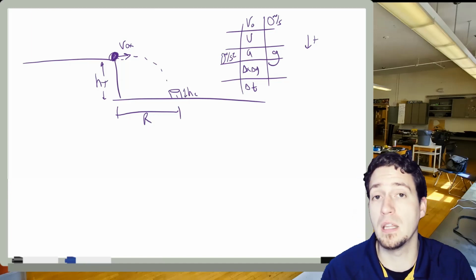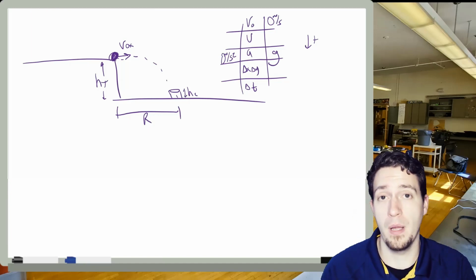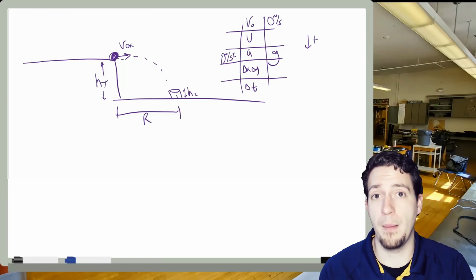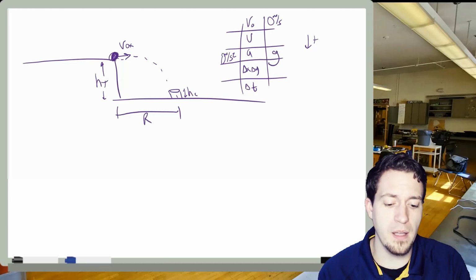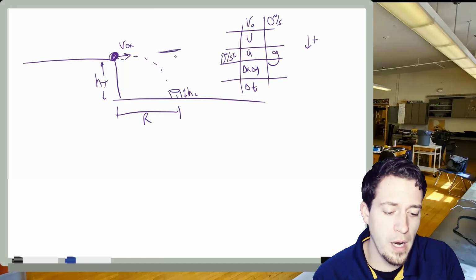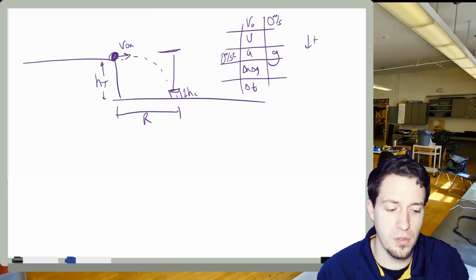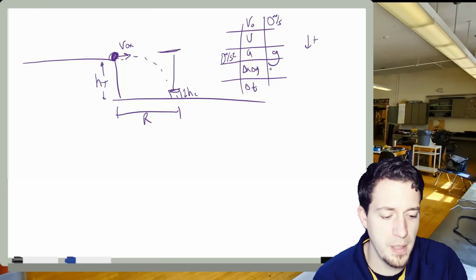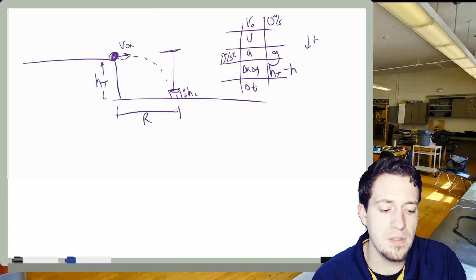Now we want ball in the cup, not ball hit the cup, not ball bounce out of the cup. That'd be okay actually. Not ball hit the rim, right? We want it in the cup. So if we think about it, the delta y we actually want it to go from where it is to the top edge of the cup. That'll ensure that it goes in. So delta y here would actually be the height of the table minus the height of the cup.